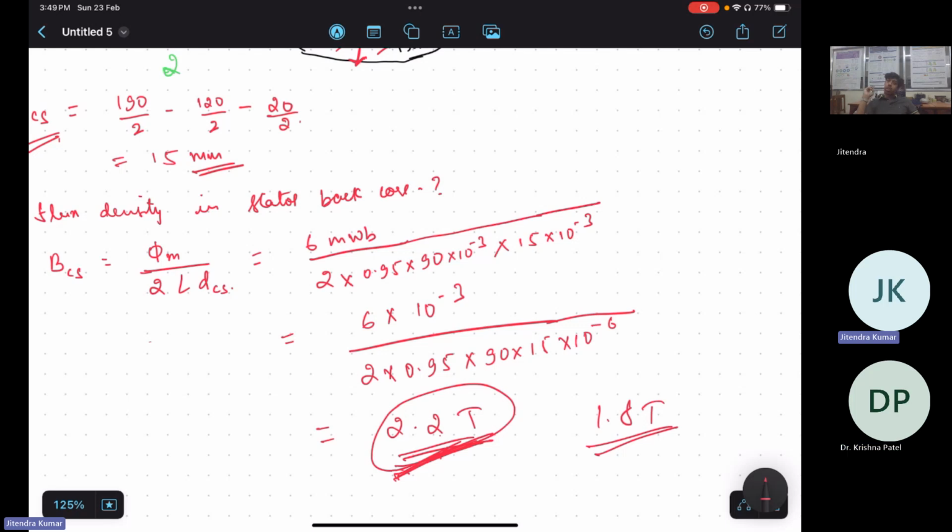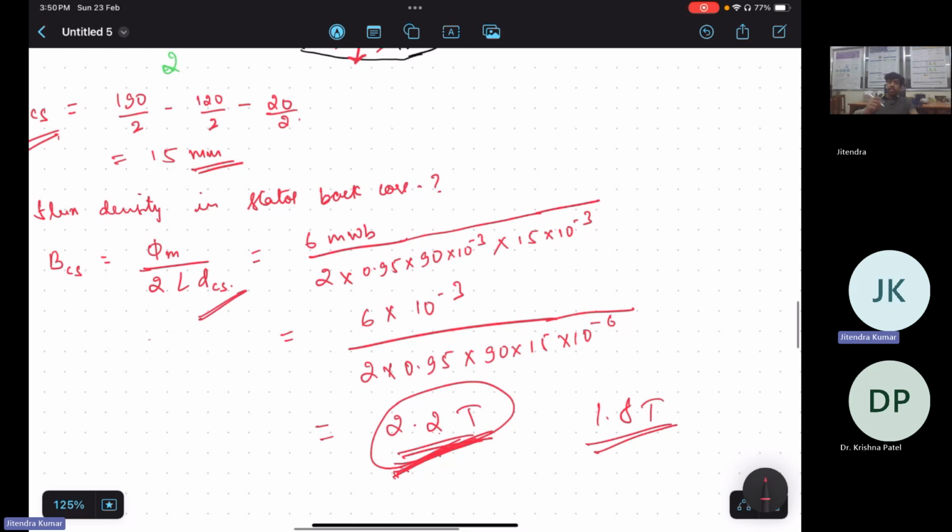And let us suppose you have a constraint on axial length. So from this equation, can we change this? Yes, DCS, we can change DCS, right? We can increase the stator back angle. If you increase it appropriately, you can bring it down well below 1.8 Tesla.